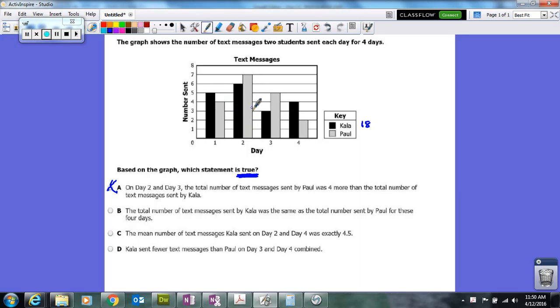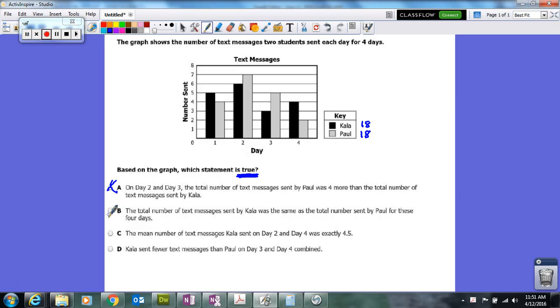Whereas Paul sent 4 on day 1, then 7 on day 2. 4 plus 7 is 11. Then he sent 5 on day 3. 11 plus 5 is 16. And then 2 more on the last day. 16 plus 2 is 18. It looks like indeed they sent the exact same number of text messages all 4 days. So answer B looks like an excellent choice.